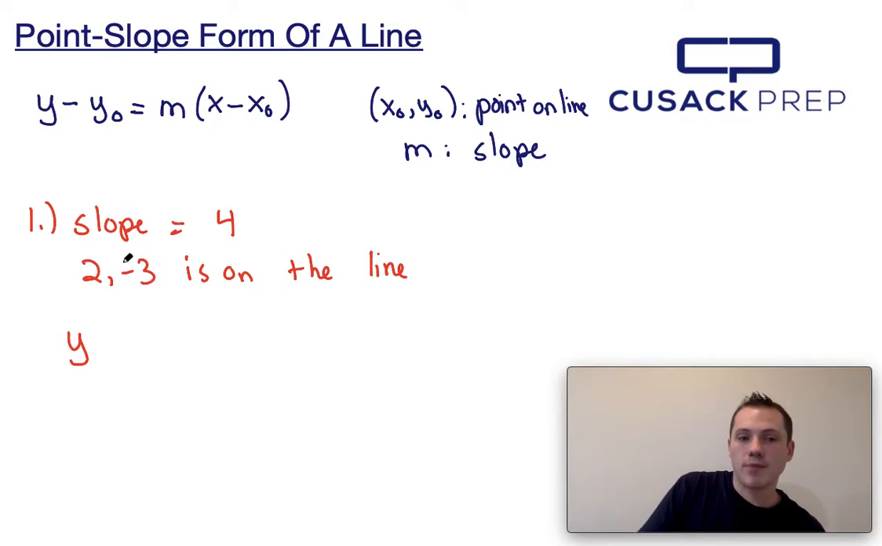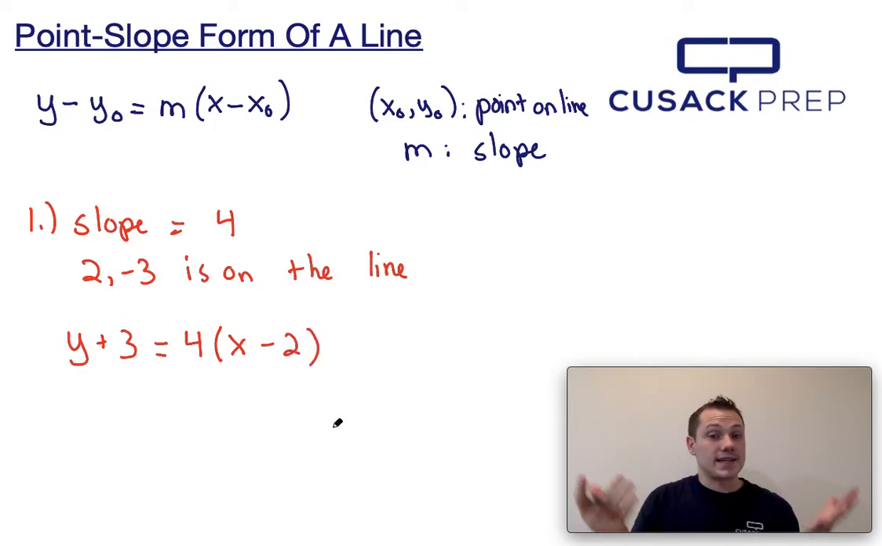So what we have is y minus our y point. Now here our y point is negative 3. So if we have y minus negative 3, that's going to be y plus 3. And that's going to equal m, which is 4, times x minus our x point. And that's it. That's the equation of a line in point-slope form. See how much easier that is than doing slope-intercept? So let's try another example.